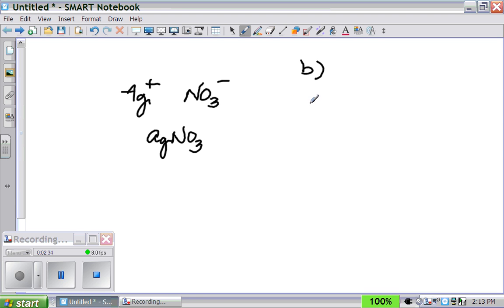Zinc phosphate. Once again, zinc is listed above, and zinc is a 2+ ion. And phosphate, we know from our last homework assignment, is PO4, and we know that it has a 3- charge. And so we know that zinc's going to go first, so we know it's going to be Zn. And we know that it's going to be PO4. But we also know that in order for us to have a charge neutral compound, we need to find, in this case, a common multiple. And the common multiple is 6.